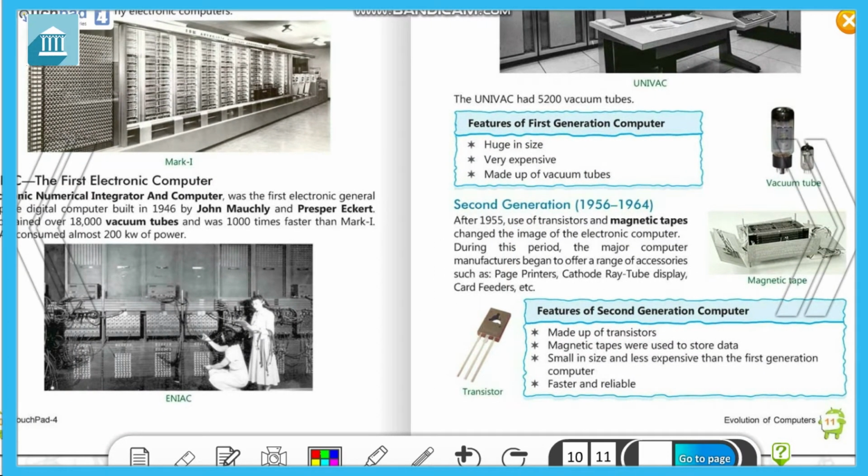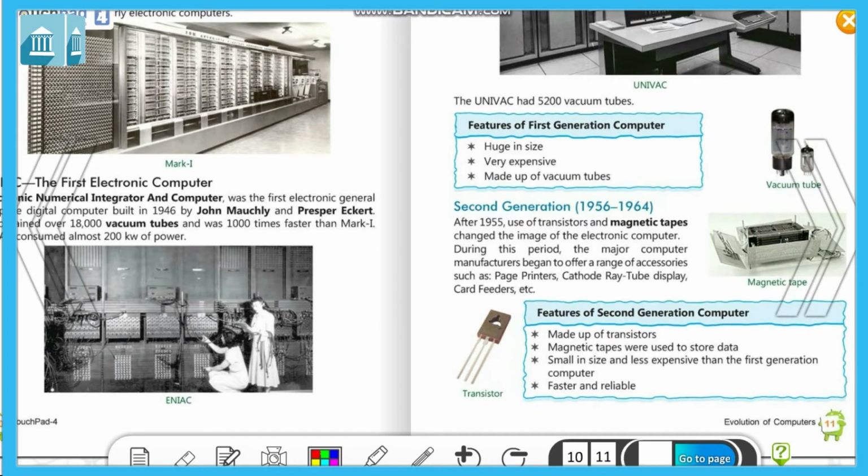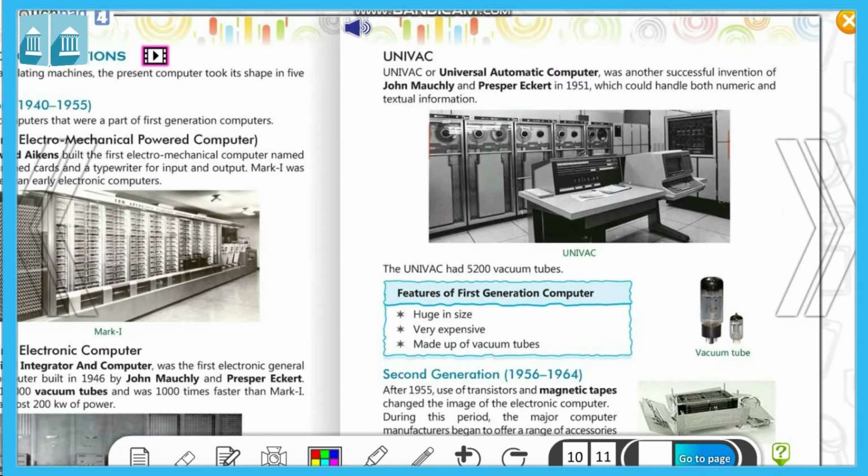It is bigger than Mark 1. And the third computer of the first generation was UNIVAC. UNIVAC, or Universal Automatic Computer, was another successful invention of John Mauchly and Presper Eckert in 1951.